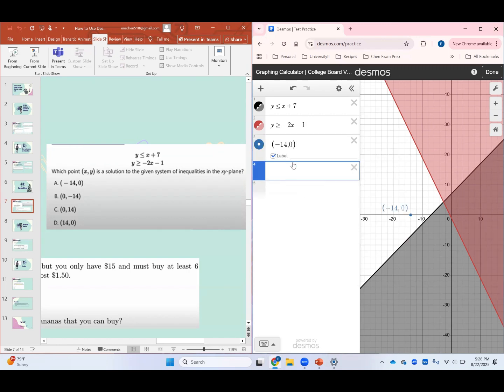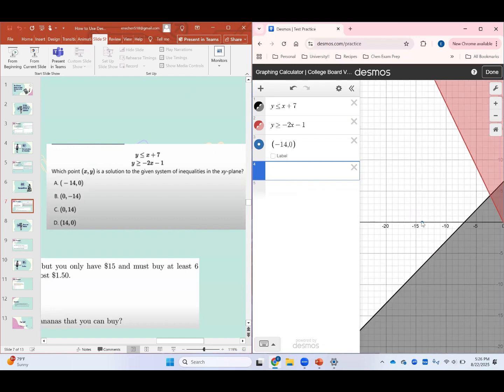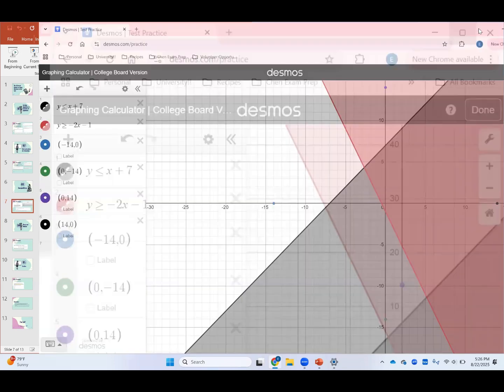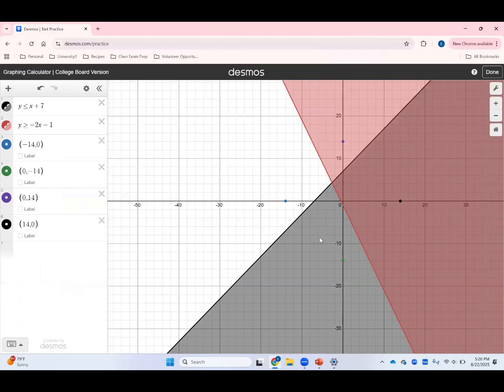Okay, and you can press label so you can see exactly where that point is with the coordinate, but it shows up as a point even without the label. So I'm just going to quickly put in all of my answer choices: 0, negative 14, 0, 14, 14, 0. And now I'm going to just full screen so you guys can see a little bit better.